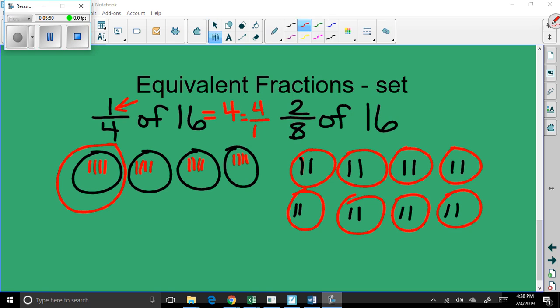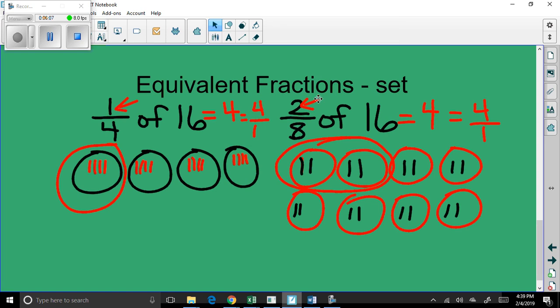But the top numerator tells me that I need to look at 2 of the groups. So when I focus on 2 of the groups and count the total amount of objects, I can see that I have 4, just like in 1/4 of 16, or 4 over 1 if I wanted to put it as a fraction. So this is equivalent fractions using pictures, a number line, and sets.